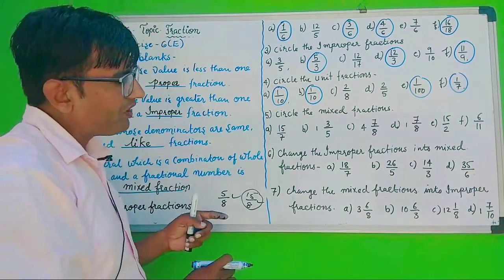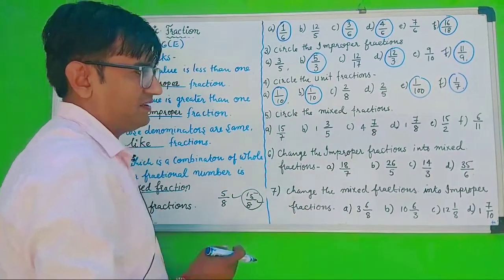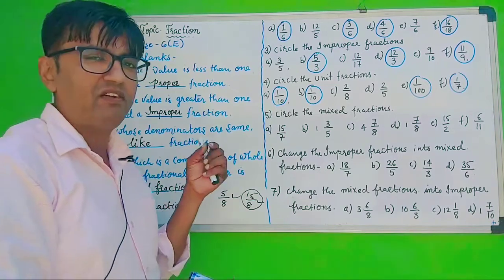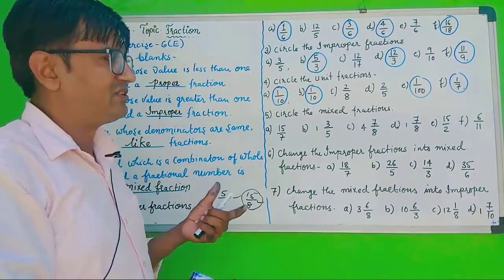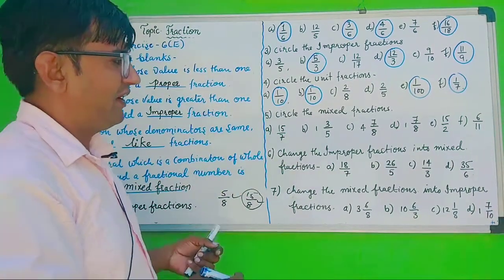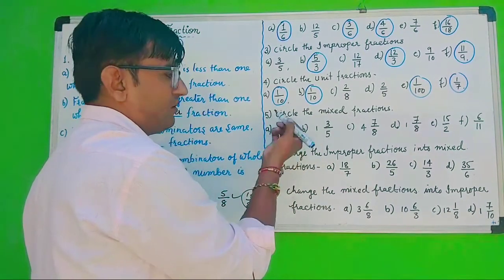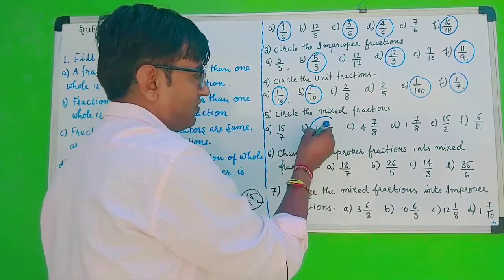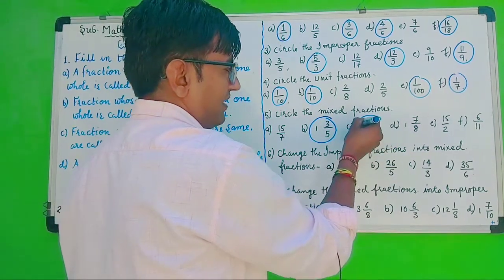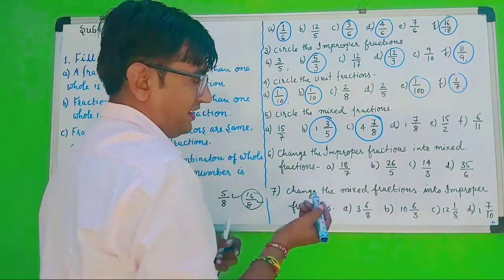Then circle the mixed fraction. Children, it is very easy to identify a mixed fraction. You can easily find out. 15 by 7 is not a mixed fraction. 1 3 by 5, yes. 4 7 by 8, yes.